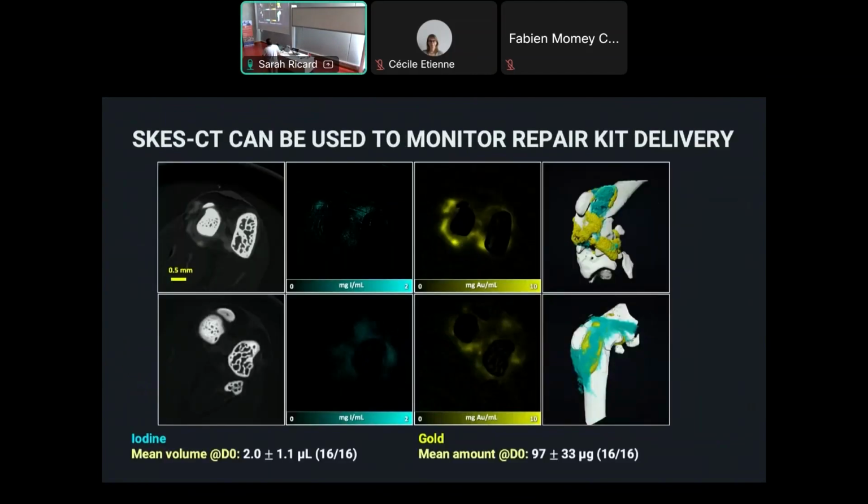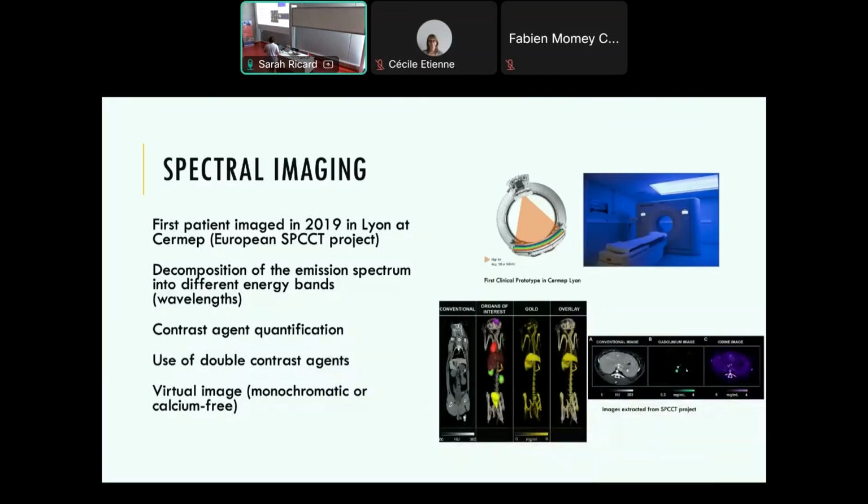So just to show some nice conditions, with the mice, articulation here is the same, to have these cells and this iodine gel, just how it treats the arthritis. And so the first patient was imaged in 2019 in Lyon at the hospital. It's really a first human, and first in the world, imaging of this technology.